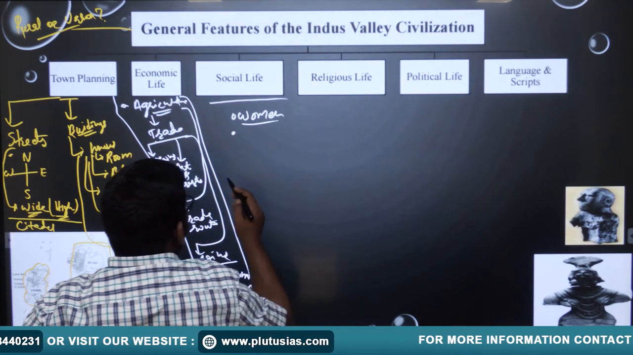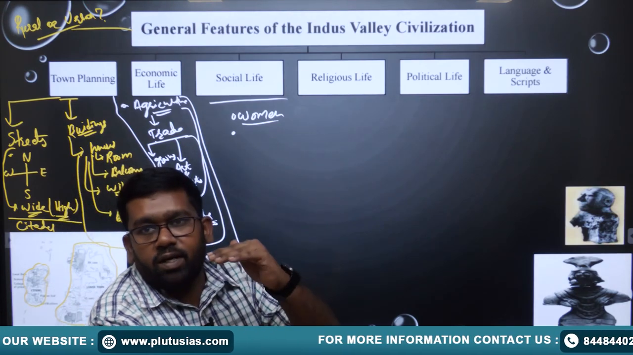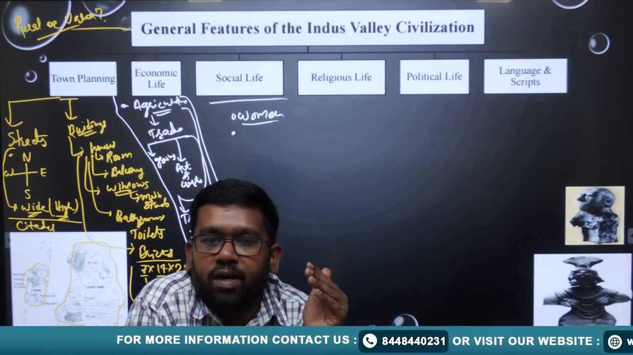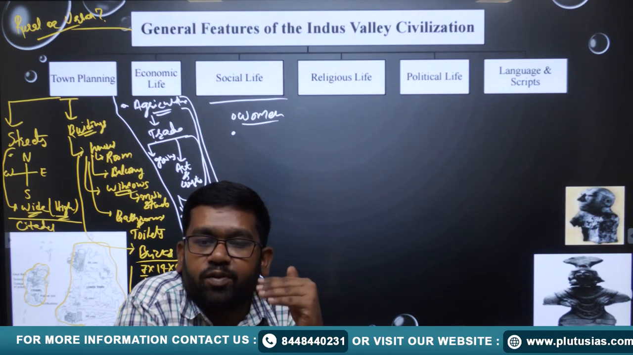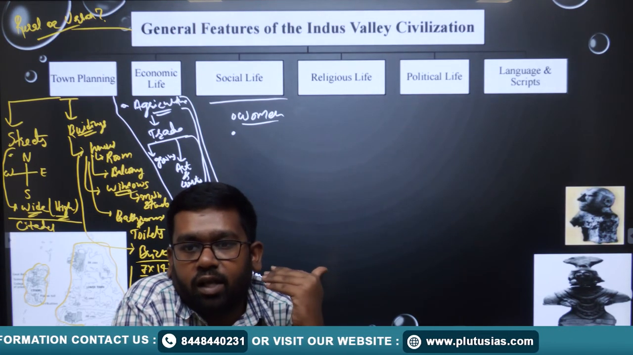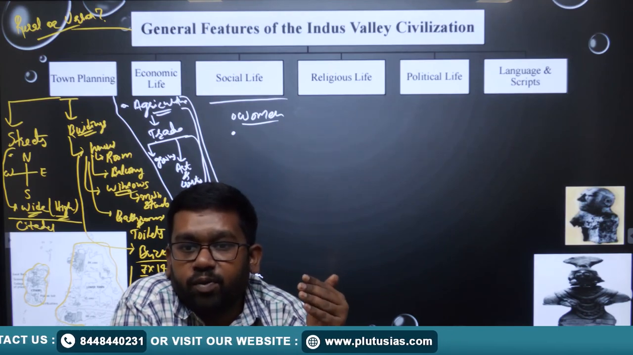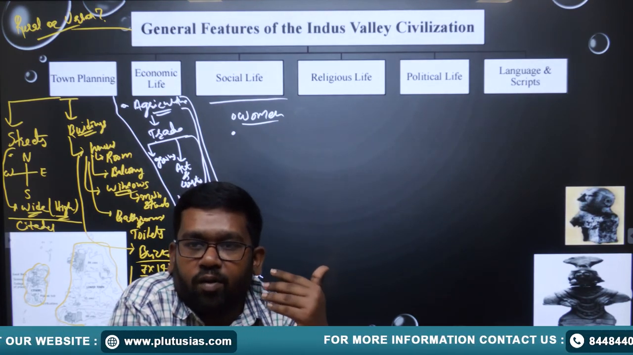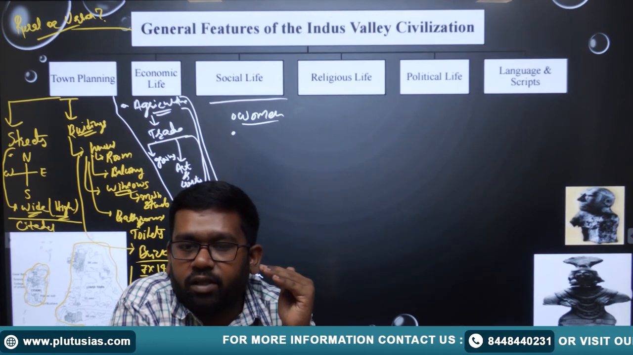We know that the society was divided, and there was a merchant class. So four types of people were living. One was the priest, another was the ruling class. Another class, we found, was a class of philosophers, and then there was a merchant class, and then there were farmer classes. The society was divided like this.